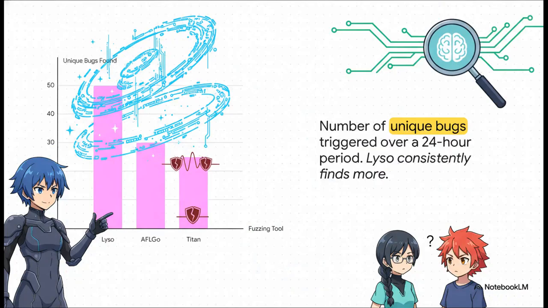And this chart really tells the story. Over a 24-hour fuzzing campaign, you can see Lyso, that's the highest bar, just steadily finding more and more unique bugs. Meanwhile, other really powerful fuzzers like Titan and AFL-Go, they find a few and then they just sort of plateau. Lyso's smarter approach means it just keeps on digging and keeps on finding more.